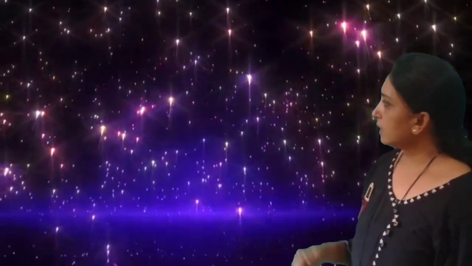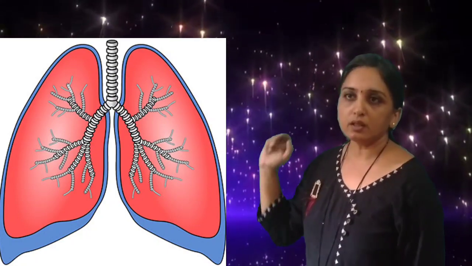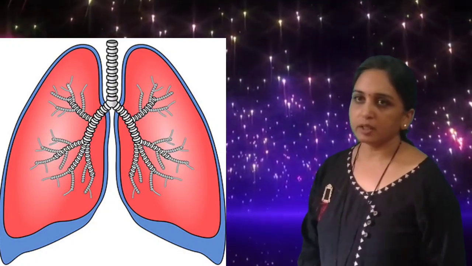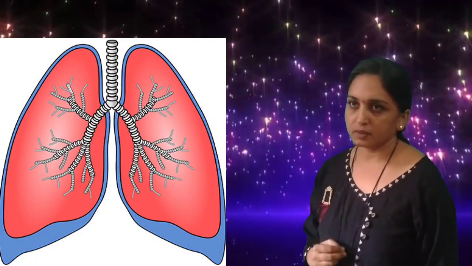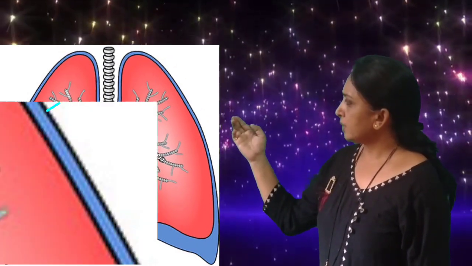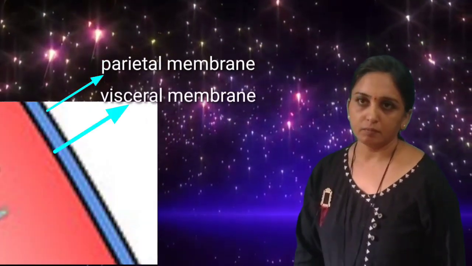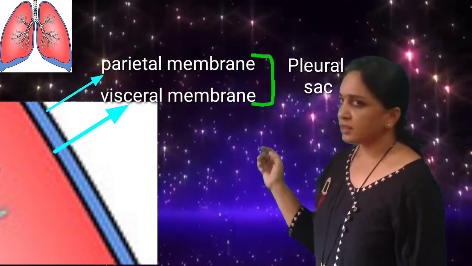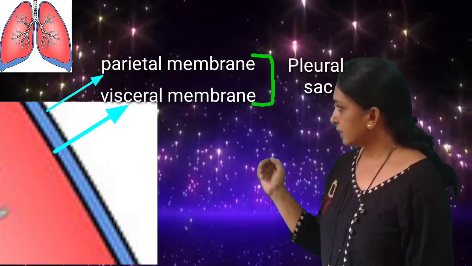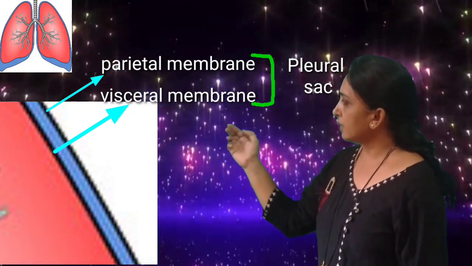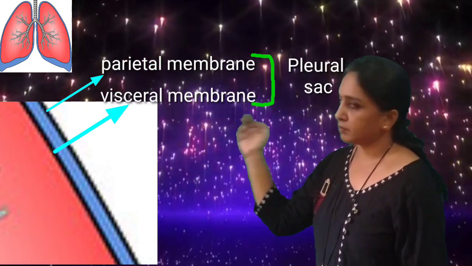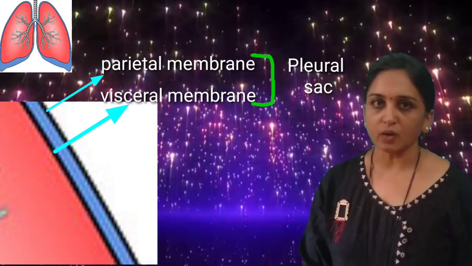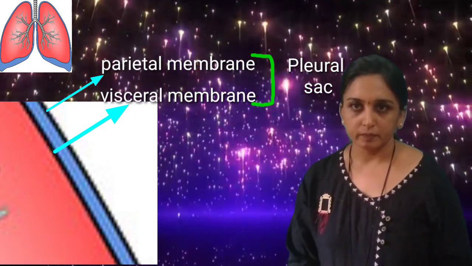Each lung is enclosed in a pleural sac. This pleural sac is made up of two membranes, that is outer parietal and inner visceral membrane. Thus, each lung is surrounded by two membranes.